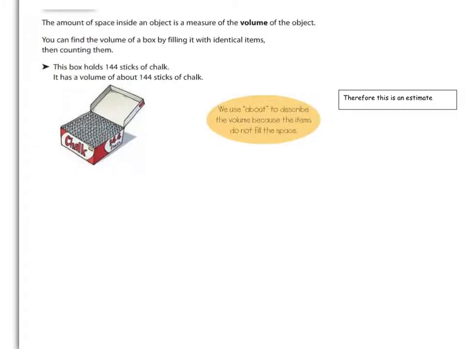Now, if we are estimating for volume, we find the volume, of course, by finding out the amount of space inside the object. We can find the volume of a box by filling it with identical items and then counting them. So that's a good way to estimate. The key here is to fill them with the same item, because, again, it's easier to count and compare that amount of space if it is the same item. If I was using a different item, that would not work as well.